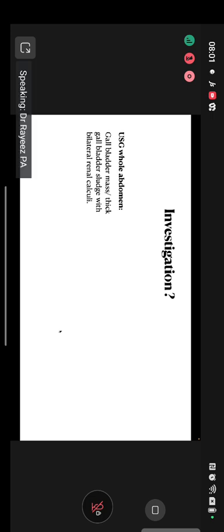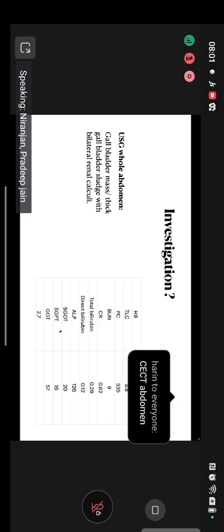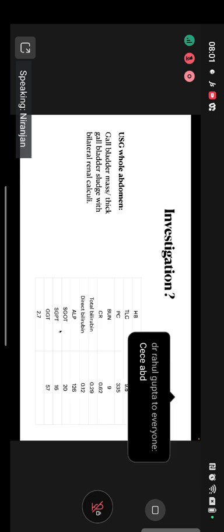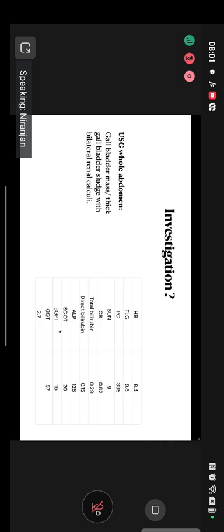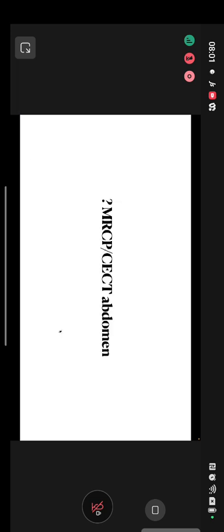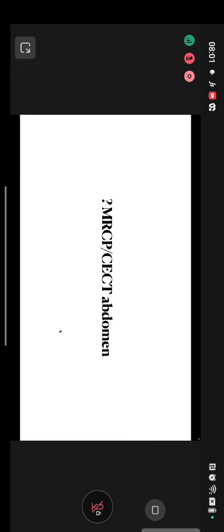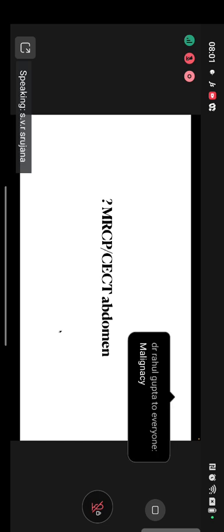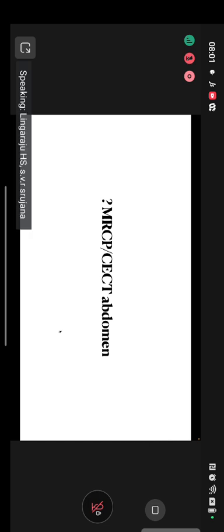I'll do a CT abdomen, sir. To look for what? To look for the GB mass, to get more information about the GB. Will you do MRCP or a CT scan? CT will be better, sir, because suspecting GB mass, we want to see the vascular involvement and all.